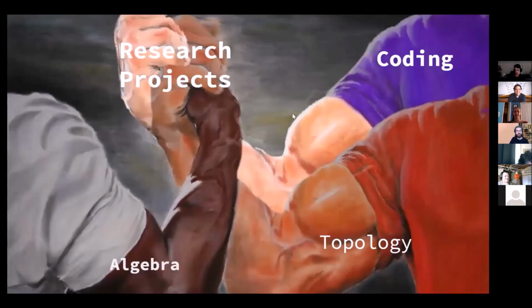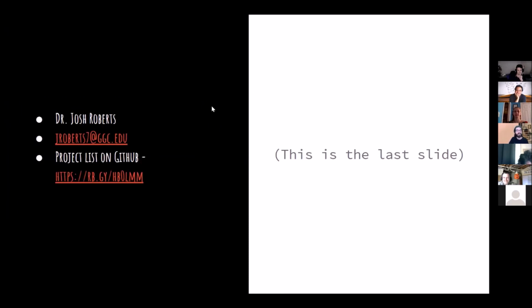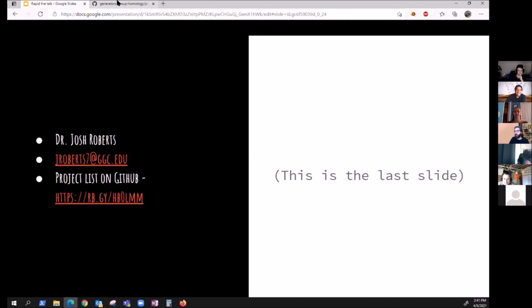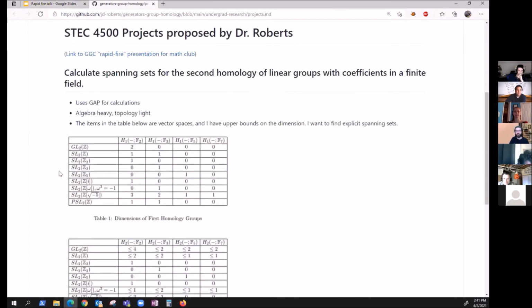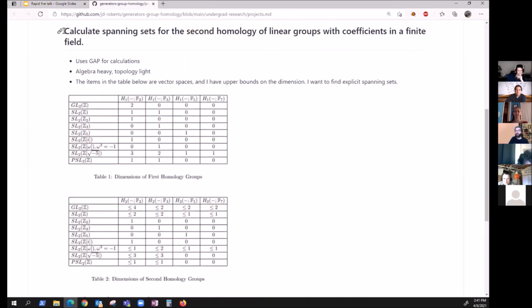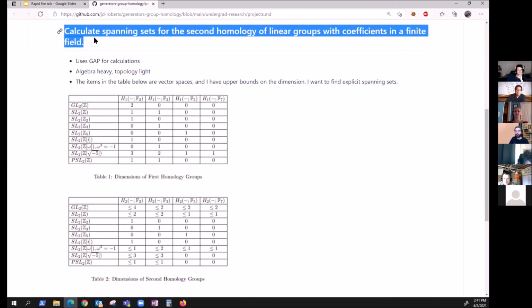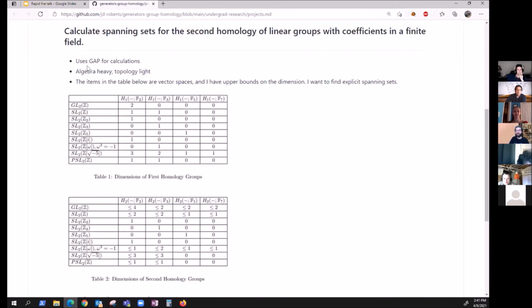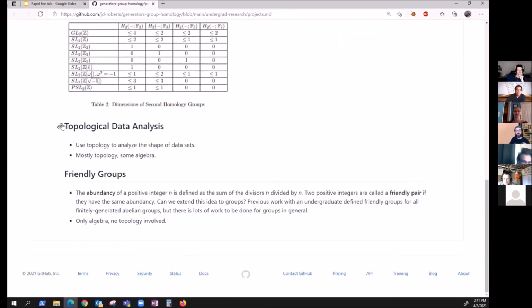Okay, so basically this is how my projects work. We have algebra, we have topology, we have some coding, and the research projects all kind of come together right there. And this is the last slide. I do want to show you this website that I have with some of the projects listed, and I'll share this with the group. The first one is calculating spanning sets for that weird equation I showed you. This uses GAP, algebra heavy, topology light. The next one would be some TDA, which uses topology to analyze the shape of data sets, mostly topology, some algebra.